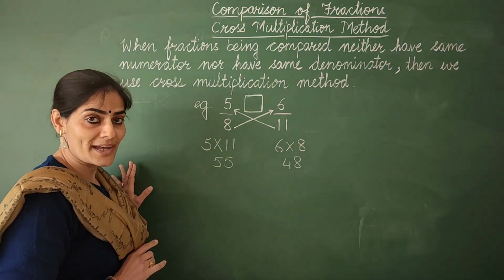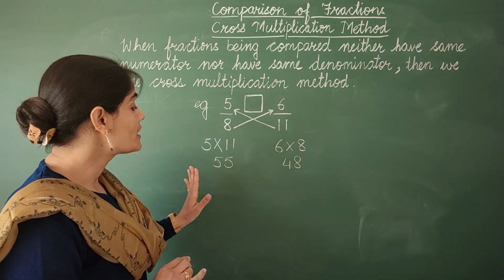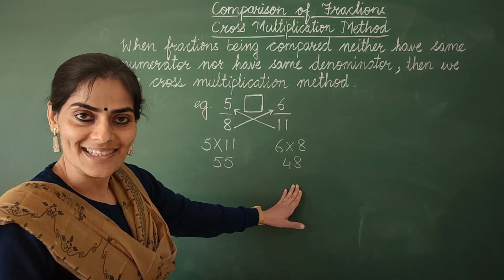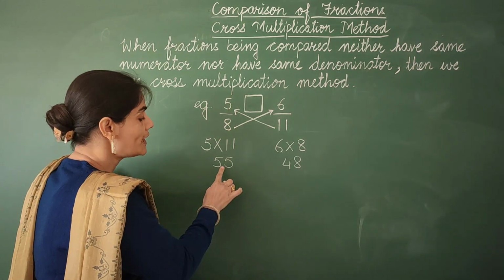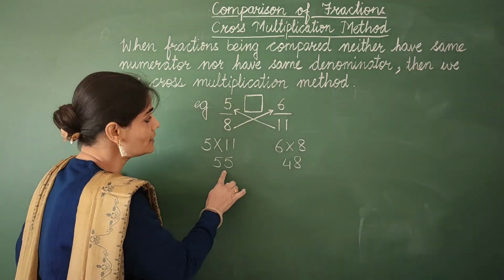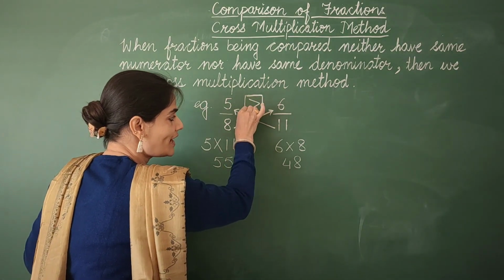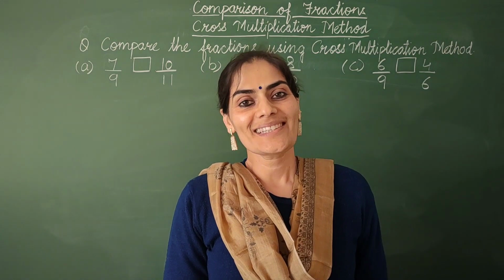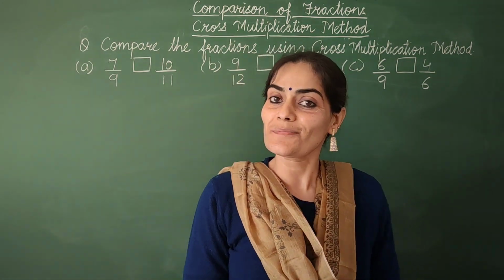Now remember my dear children, the fraction having greater cross product would be greater. So which fraction is having greater cross product? It is 55 which is greater. So 5 by 8 will be greater than 6 by 11. Students, let's do some practice and gain proficiency in this method.